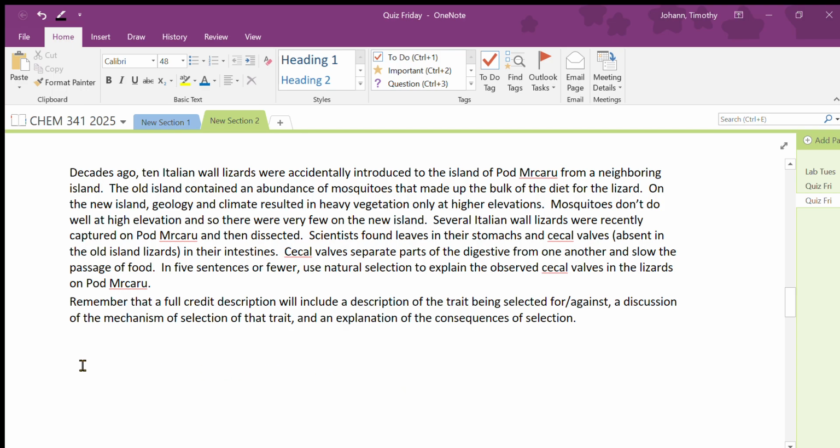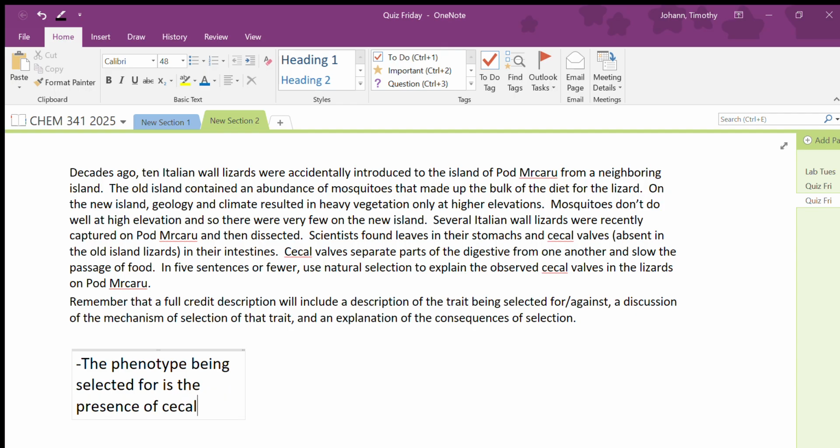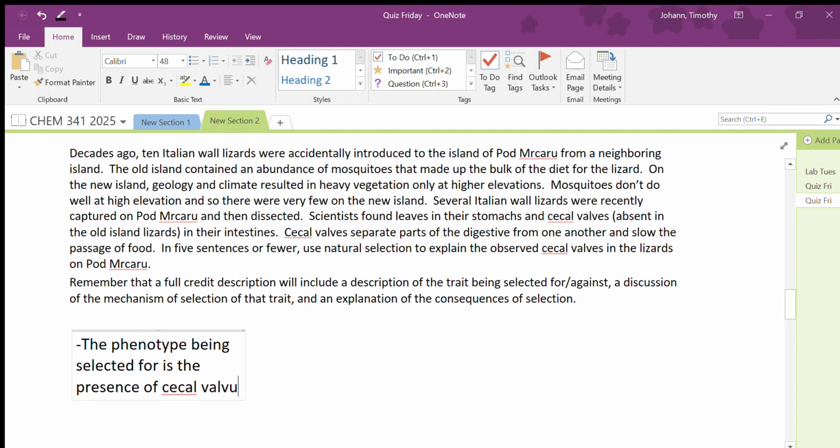All right, so what is our trait that we are selecting for? Phenotype, okay. So the phenotype being selected is the presence of cecal valves. And really, whether it's a for or against is going to be how the problem's written, right? This question says to explain the observed cecal valves, right? So we're a for.